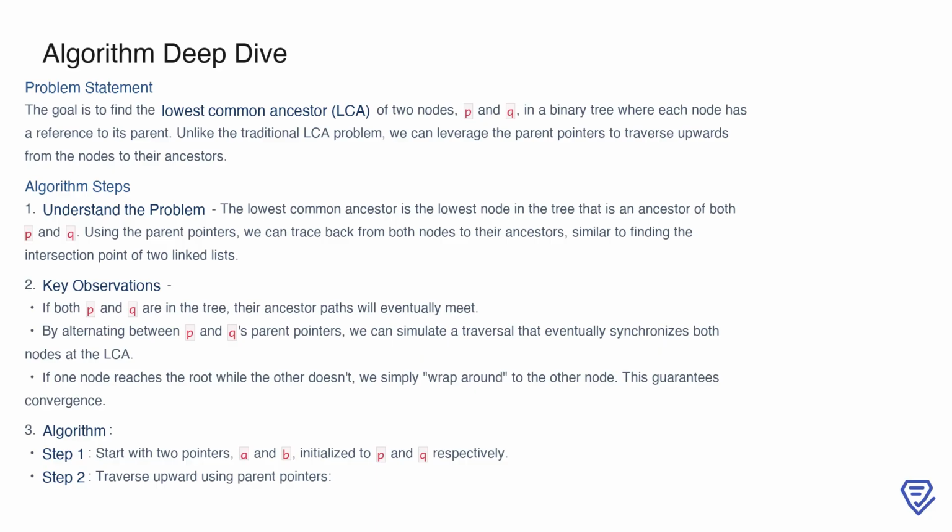One key observation is that if both nodes exist in the tree, their ancestor paths will eventually meet. By alternating between P and Q as parent pointers, we can ensure the traversal synchronizes at the LCA. If one node reaches the root while the other doesn't, we simply reset the pointer to the other node, effectively wrapping around to ensure convergence.